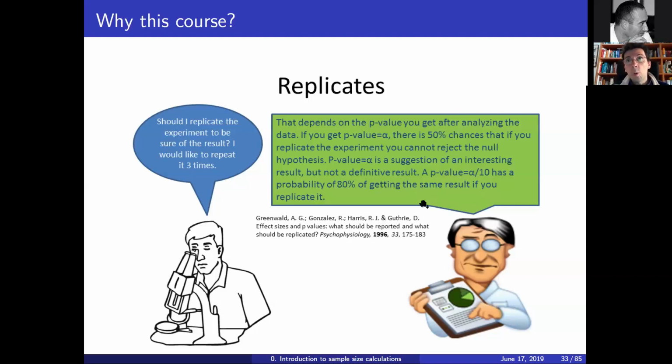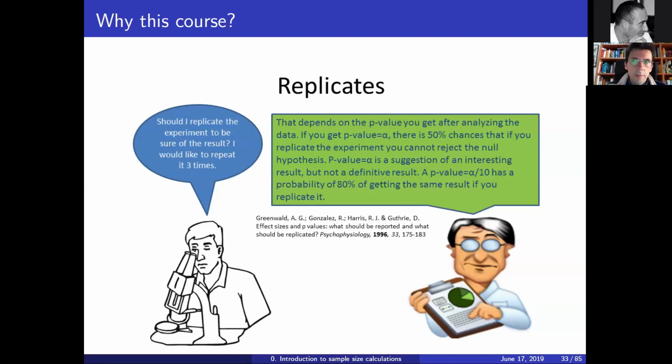So the decision to replicate should be taken once you see the p-value. If the p-value is close to the threshold, then you really may want to replicate the experiment. If it is well below the threshold, then there is no point in replicating it. Actually, it is much better to have larger sample sizes so that you have more statistical power and your p-values are lower than replicating the experiments.